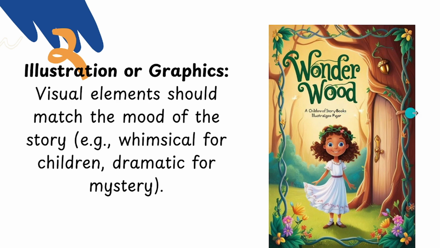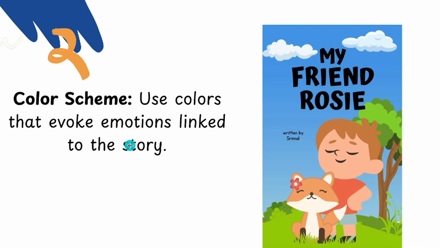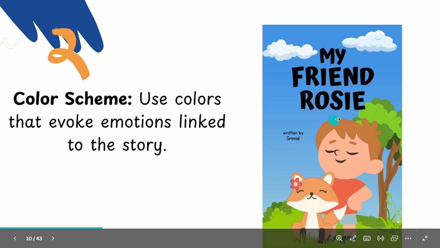The next element is color scheme. You use colors that evoke emotions linked to the story. So if you look at this now, look at the colors that they use. They use a friendly kind of color showing beautiful sky, green grass, nature.